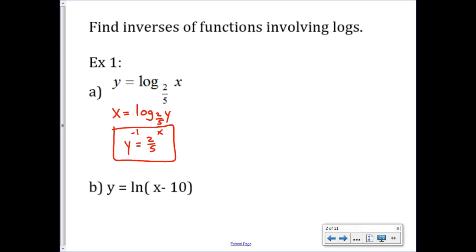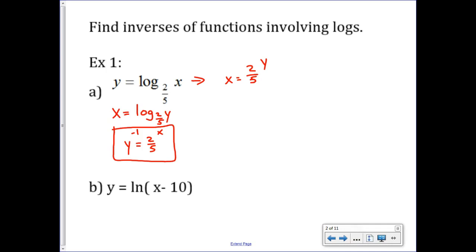You could also go ahead and rewrite this by solving for x. So x equals 2/5 to the y. And then if you switch those x and y's like you're supposed to, then you get the same thing. So either way works. Typically we just switch the x and the y first.